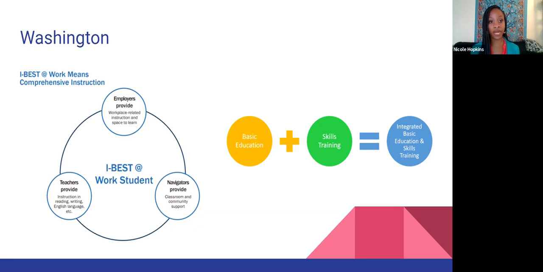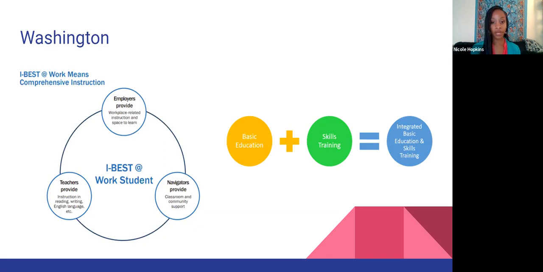And that is where we try to get people to in an accelerated pathway, because we've got the integration, because we've got the contextualization, getting folks right out into the workforce quickly so that they're able to contribute to the economy and to make money to take care of their families.